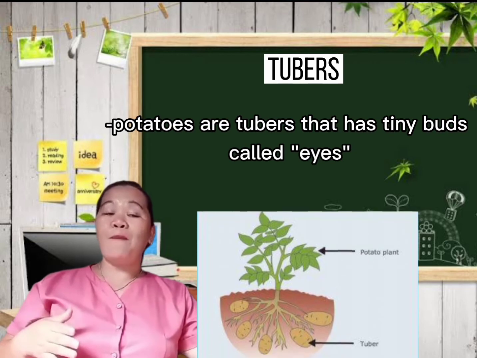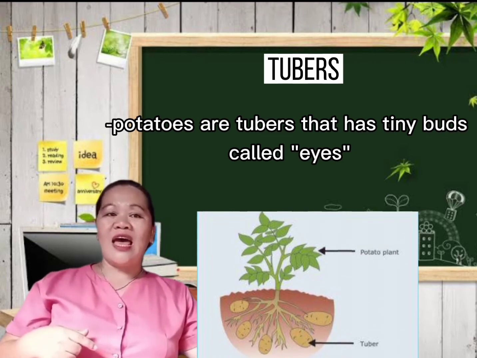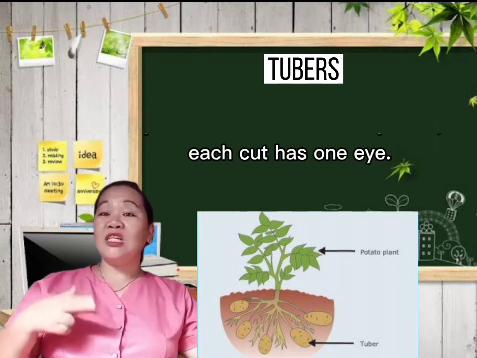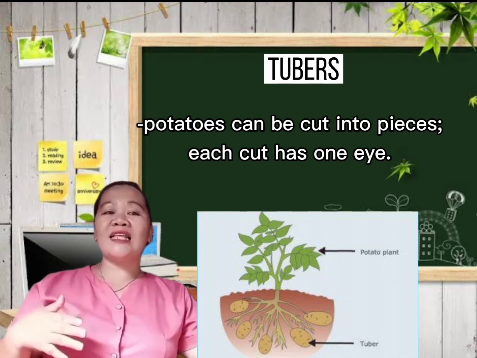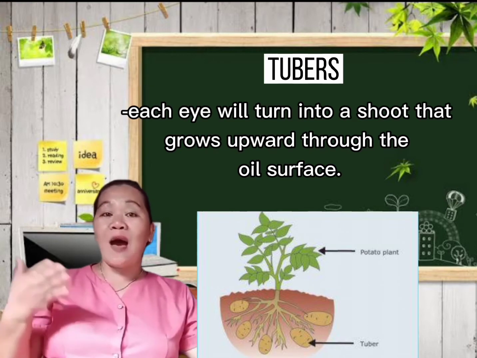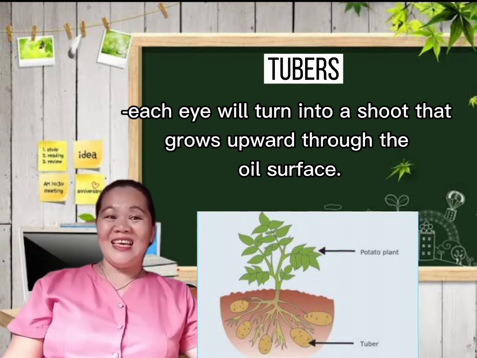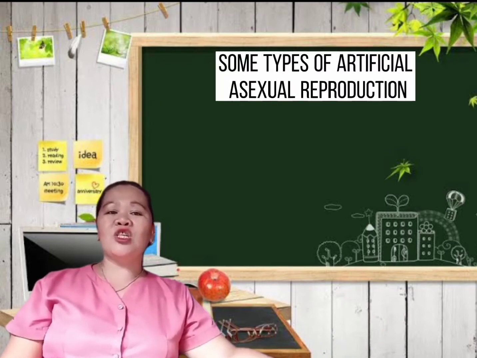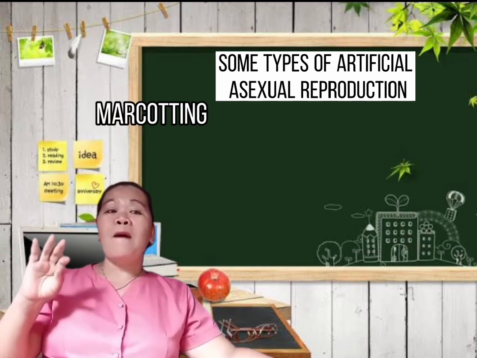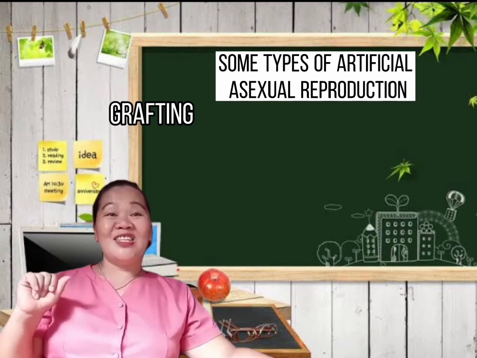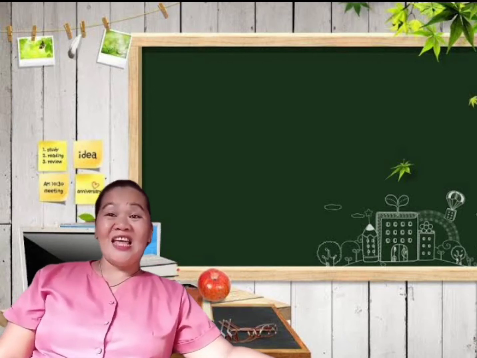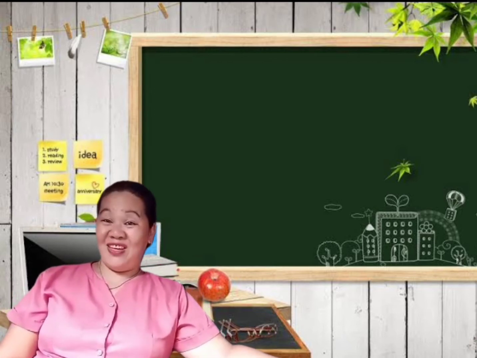Tubers, for example potatoes, are tubers that have tiny buds called eyes. So, potatoes can be cut into pieces, and each cut has one eye. Then each eye will turn into a shoot that grows upward through the soil surface. Some types of artificial asexual reproduction are cutting, layering, marcotting, budding, and grafting. So that's it for asexual reproduction. Okay, kids? Do you understand? Okay, very good.